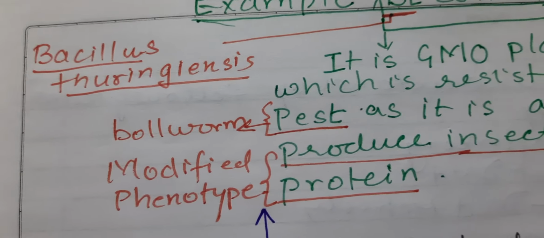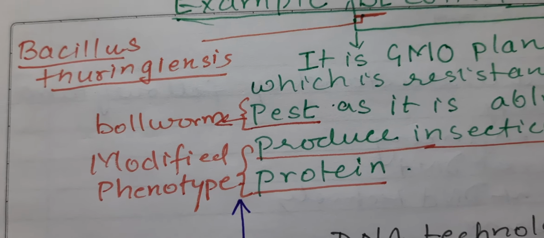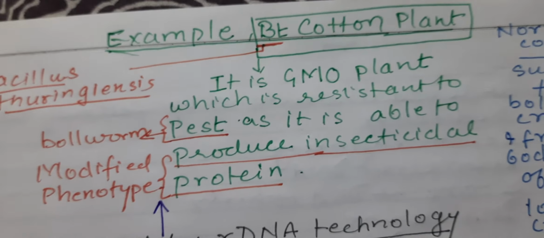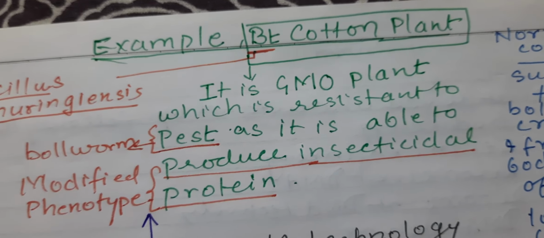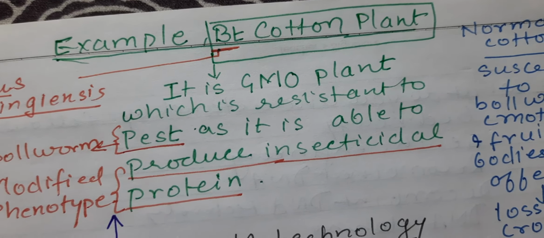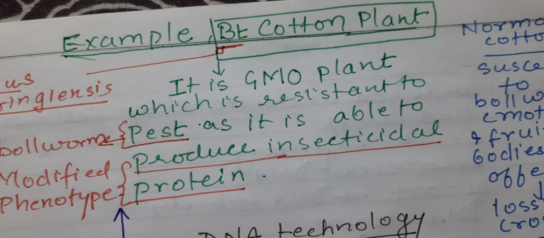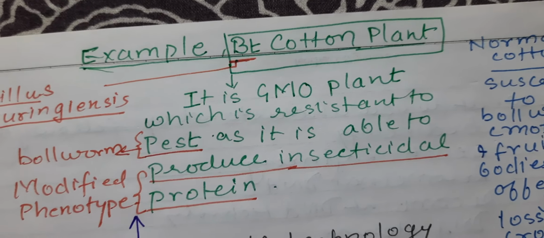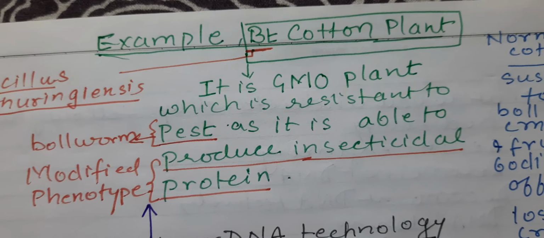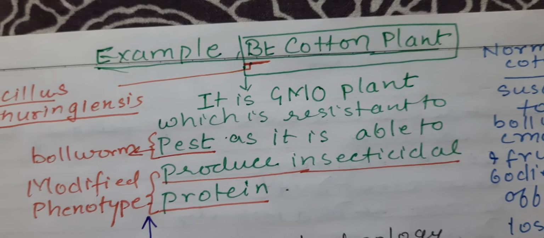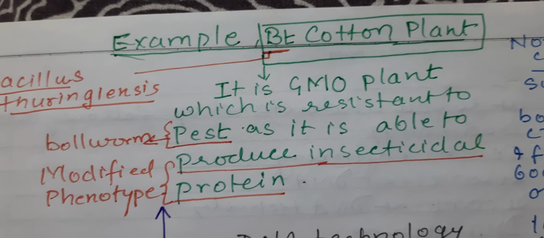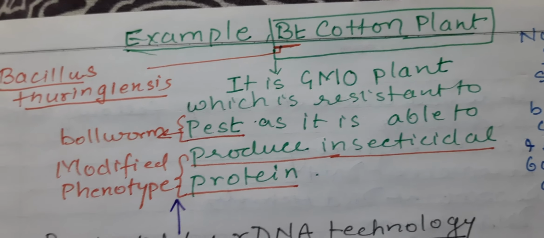It is the bollworm. Bollworm is actually the larva form of moth. So this is the pest which was affecting the cotton plant. And since this genetically modified plant is there, it is able to produce the insecticidal protein. So this is the modified phenotype of this genetically modified plant. Since we are making changes in DNA, the phenotype is automatically altered.